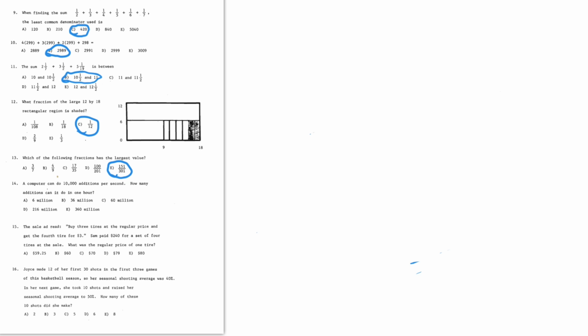Number 14. A computer can do 10,000 additions per second. How many additions can it do in 1 hour? That's 10,000 additions in 1 second, so the ratio is 10,000 to 1. Now how many can they do in 1 hour? We don't know, that's x. 1 hour is 60 minutes, 1 minute is 60 seconds. So that's our ratio equation.